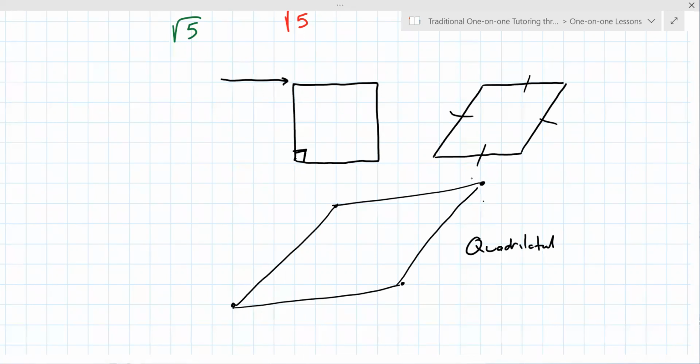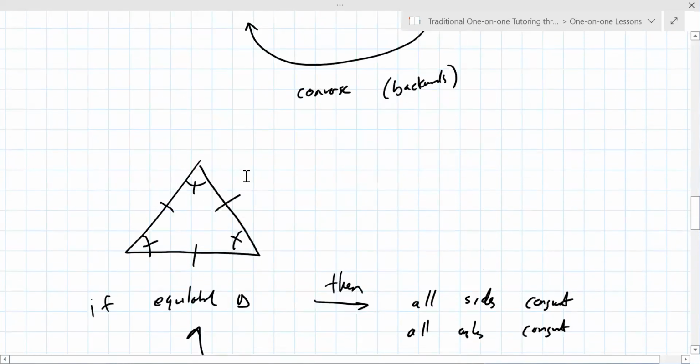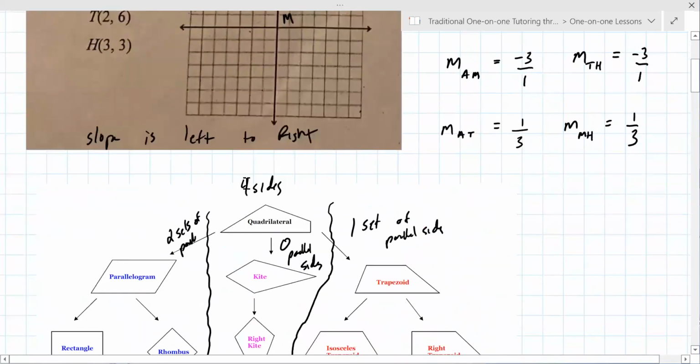And so is a quadrilateral like a kite? Nope, it's just four sides. Okay, we need to go through this picture again. Sorry, this is really important. Okay, let me grab it.